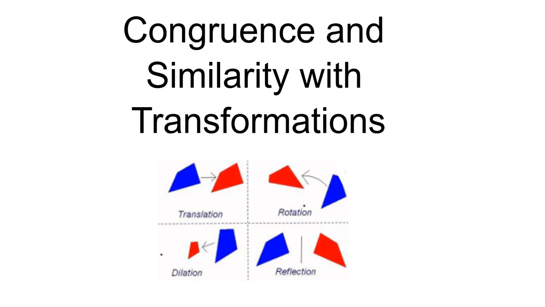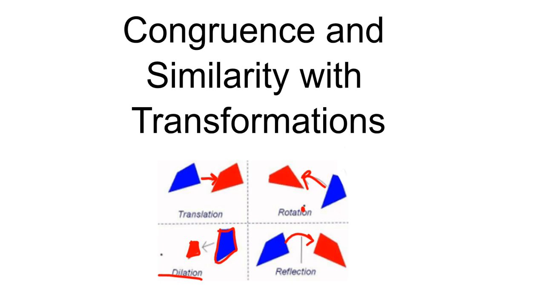We could have a translation where something's just being slid or moved in the XY direction. We could have a rotation, which means you're rotating at some sort of degrees about a certain point. We could have a dilation, which is where we have something being increased in size, either larger or smaller. And we could have a reflection, which is where we have almost a mirror image across a point or a line. What we're going to be looking at, though, is congruence and similarity with respect to dilation.